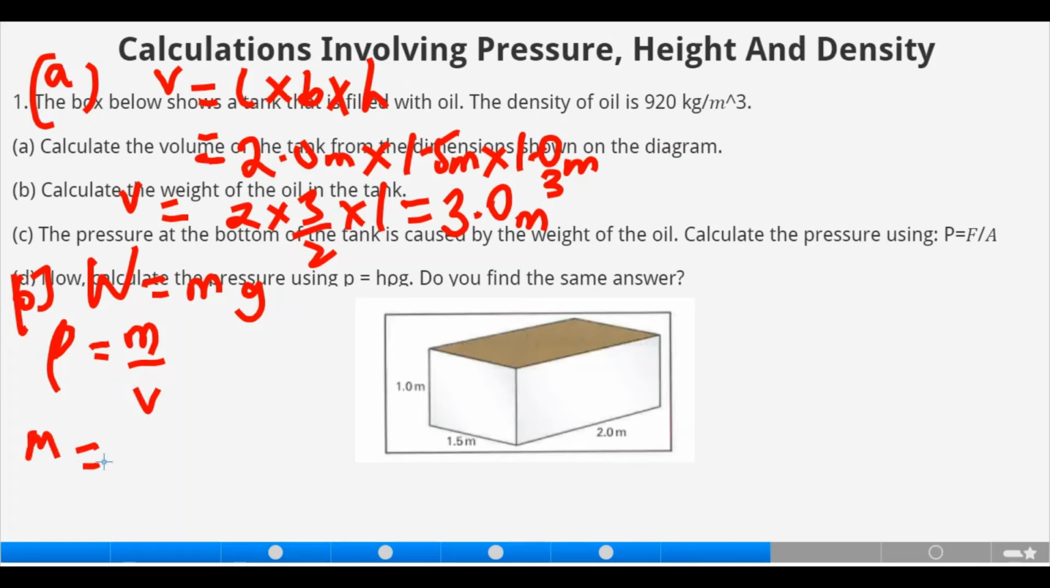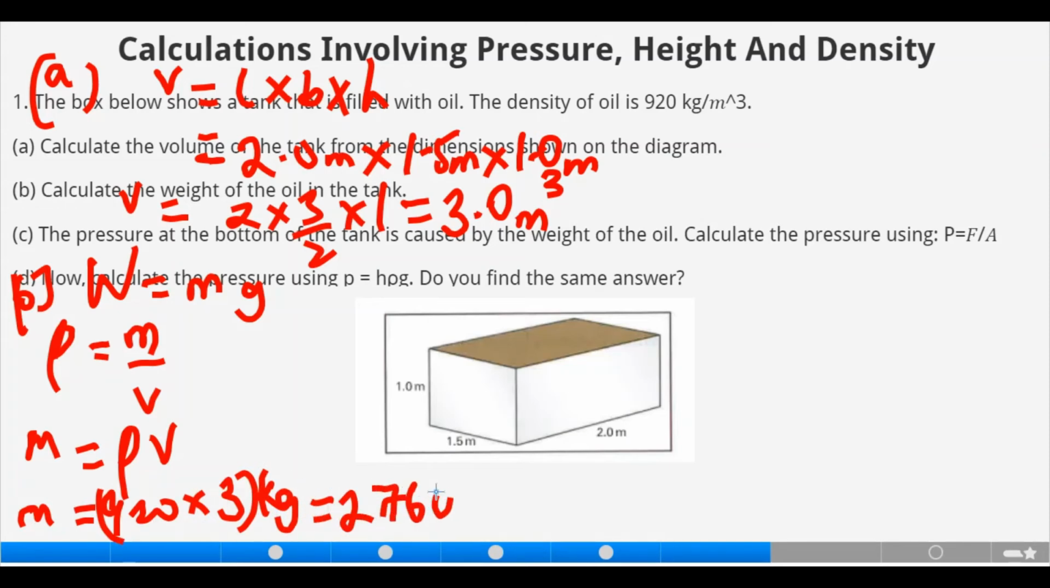So mass now will be density multiplied by volume. Mass is equal to, what's density now? 920 times the volume, which is 3. Don't forget mass here is measured in kilograms. So 920 times 3 gives us 2,760 kilograms.